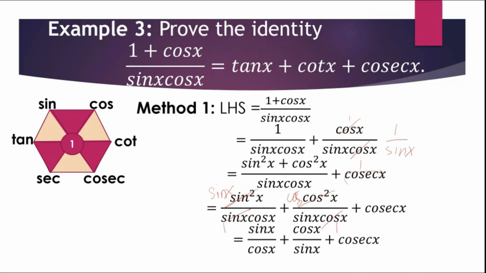Now, what is sine x over cosine x? Isn't that equal to tangent? Okay, this is equal to tangent, so tan x. Cosine x over sine x is cotangent. So, have we proven it? Yes. Therefore, sine x over cosine x plus cosine x over sine x plus cosecant x is equal to tan x plus cot x plus cosec x. There, so we have proven it.